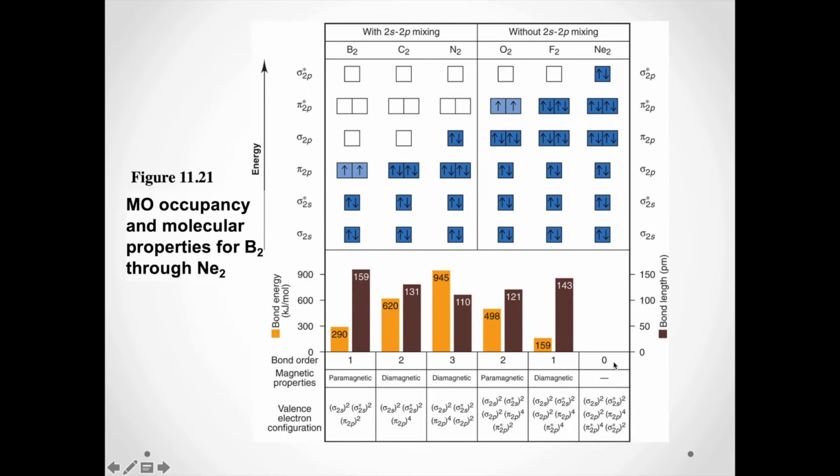So what does 0 mean here? It means that Ne2 does not exist. Alright, we have covered paramagnetic and also diamagnetic.